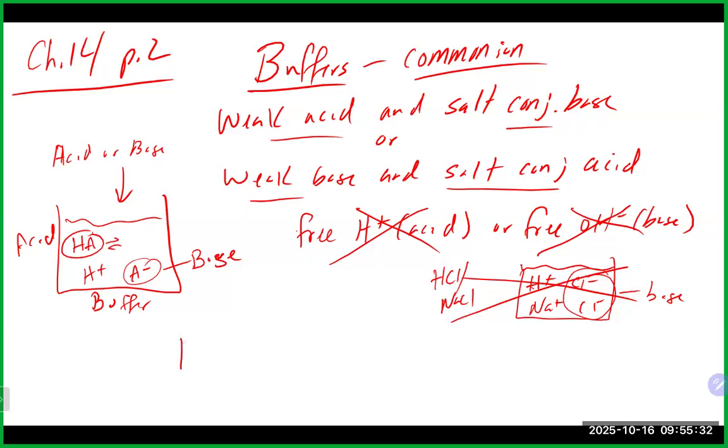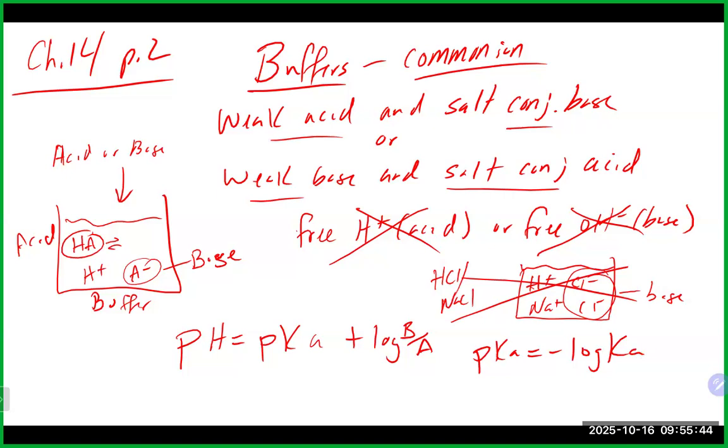We do use pretty much for buffers our Henderson-Hasselbalch equation: pH is equal to pKa plus the log of the base over the acid, where again the pKa value is minus the log of the Ka value in this case.